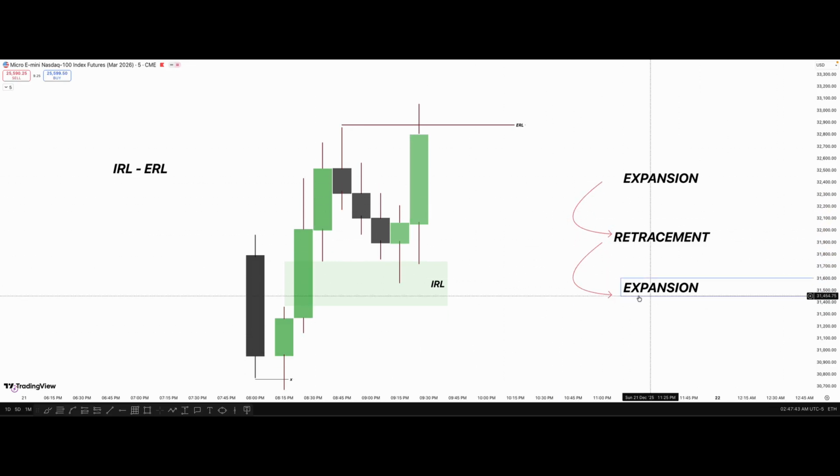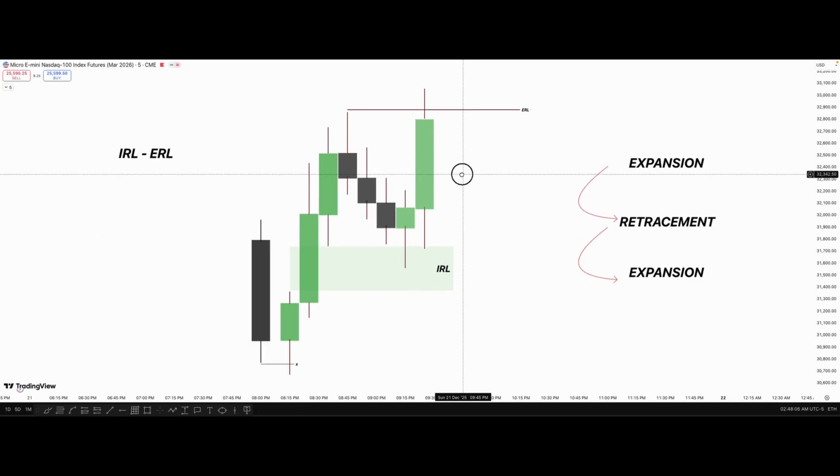This is the normal way to understand it. Whenever the price consolidates, it expands, leaving behind an internal range liquidity. The retracement happens, taps the liquidity, and then goes up higher to take out the ERL which was left behind, right? And then again we have what? We have ERL to IRL.